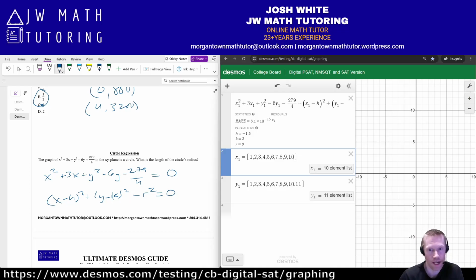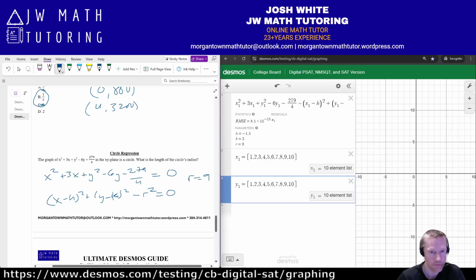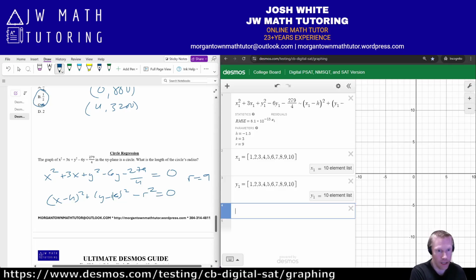So once I got out here to at least 10 values in my x1 list and 11 values, probably, let me see if I can, yeah, we only need 10 values in both my x1 and y1 list. This is the correct answer of the circle here. In other words, the radius of this circle is 9, and the center is negative 1.5 comma 3. Okay, and just to prove that, I'll just go ahead and type in the original equation here.